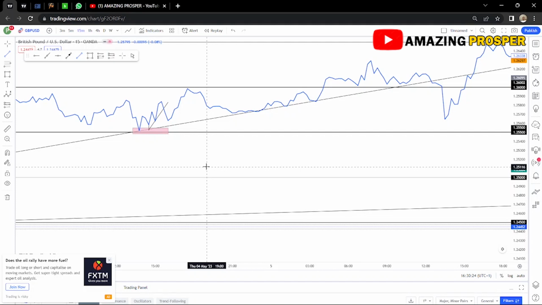So don't trade like a gambler. Trade responsibly, with proper risk management. Know what you're risking and what you are losing. So very simple.